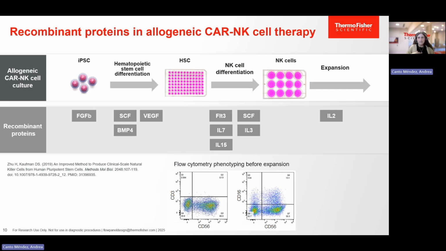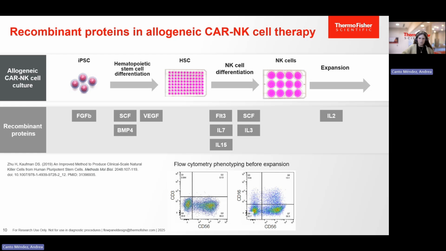Another example in therapy, in this case focused on NK cells, is the use of recombinant proteins to differentiate iPSCs into NK cells. NK cells can also be interesting from a cancer therapy perspective because, as they are our natural killers, they can also contribute by destroying the tumor cells. So here, we wanted to highlight how we used multiple recombinant proteins, which you can see in the middle of the slide, to go from iPSCs to hematopoietic stem cells.